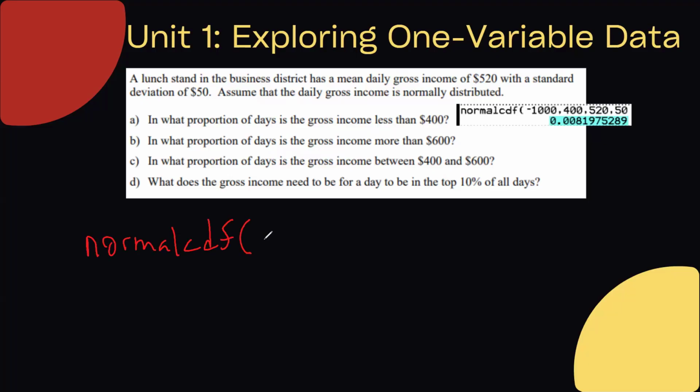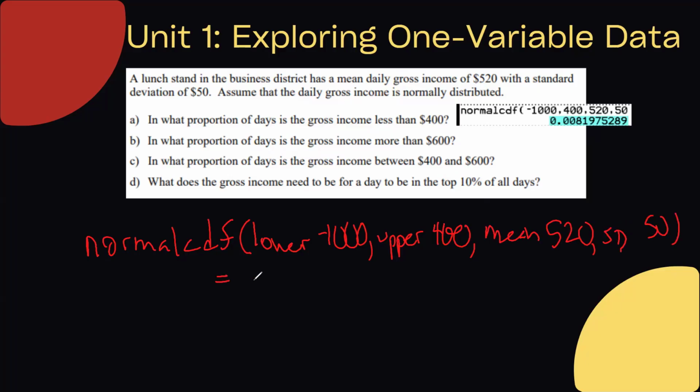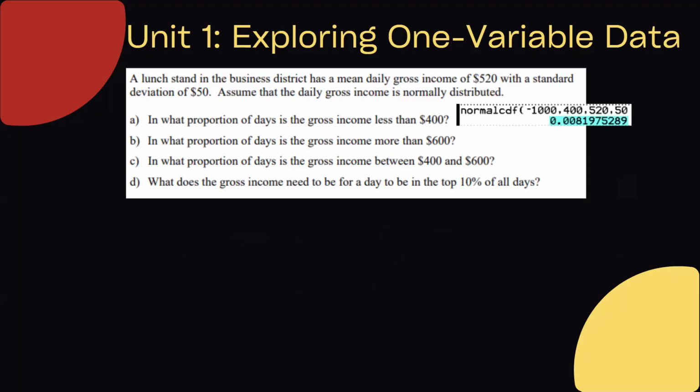If you have to write this on a free response question, you would have to write normal CDF, lower, negative 1,000, upper, 400, mean, 520, standard deviation, 50. And then you could write equals 0.0082 if you rounded that. Next one, in what proportion of days is the gross income more than 600? Here, 600 is the lower, and then the upper would be 1,000. Mean and standard deviation are still the same. You have 0.0548 if you round.